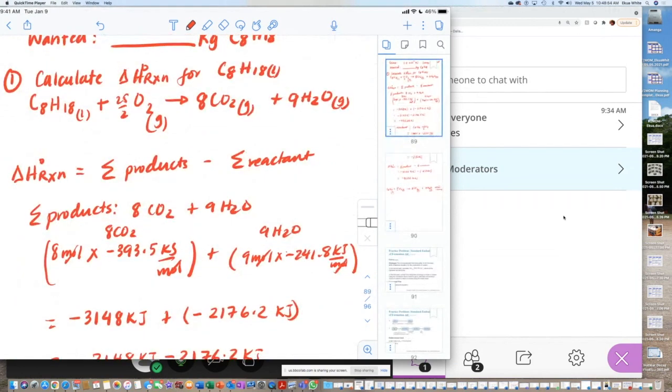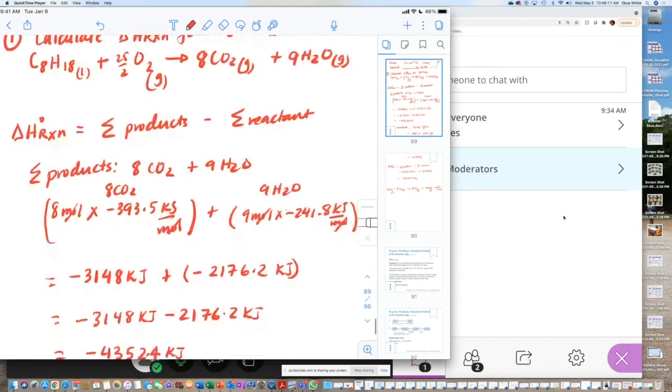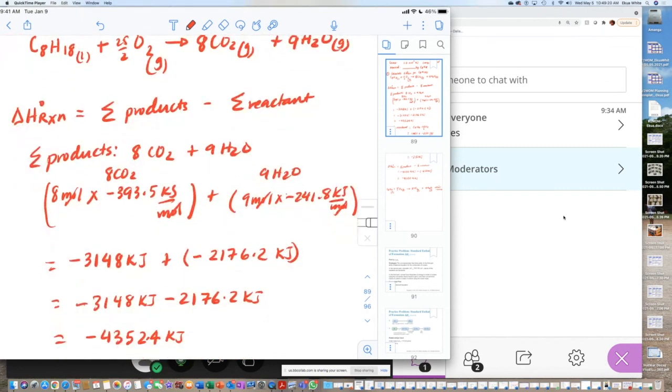Let me double check this math right here. So I have 8 times 393.5. That's, yeah, negative 3148. And then I have 9 times 241.8. Yeah, so these look correct. And so when I subtract those two, negative 3148 minus 2176.2.